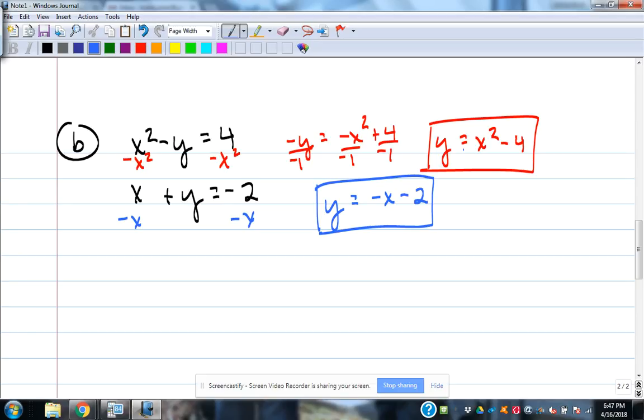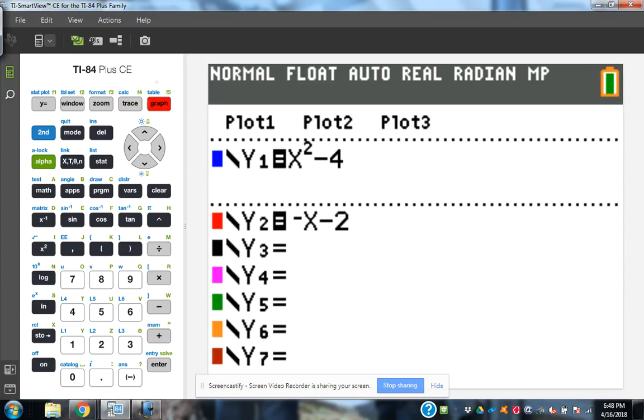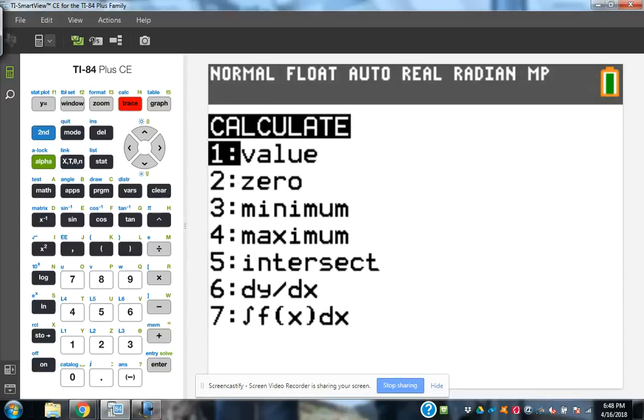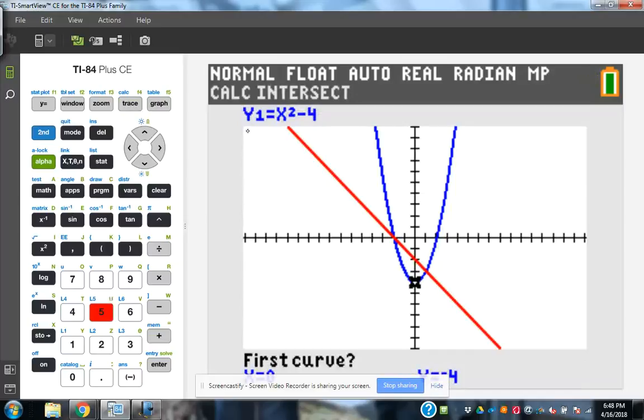We've graphed them with the graphing calculator. Hit graph. We see that they intersect 2 times. Second trace, we want to find the intersection, so that's option 5. And then it asks for the first curve. Just make sure it's on the blue one. Press enter. Second curve, make sure it's on the red one.